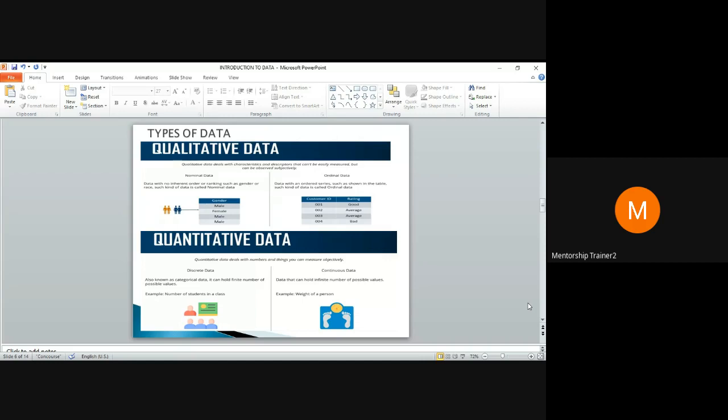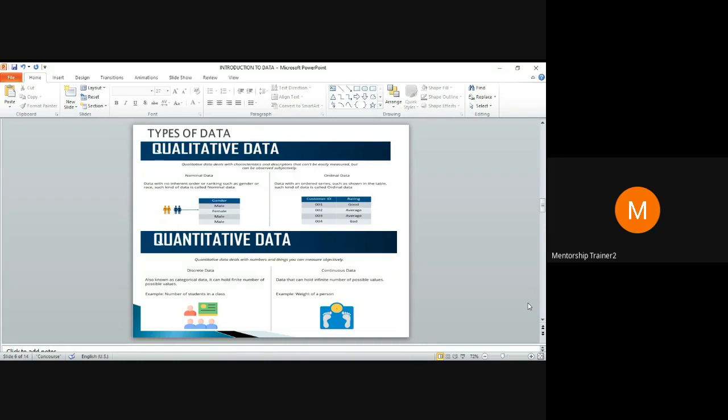So, quantitative data is quantity. In a layman's understanding, you are talking about numeric data, like you are quantifying something. You understand? You can measure it. So in quantitative data, it's either you have discrete data or you have continuous data. Discrete data is specific.